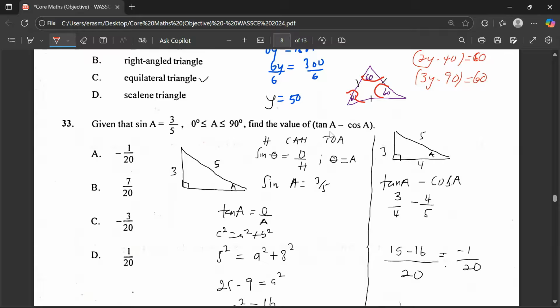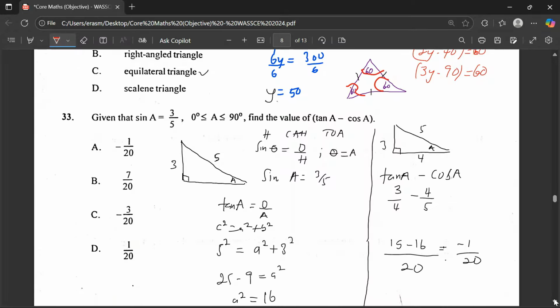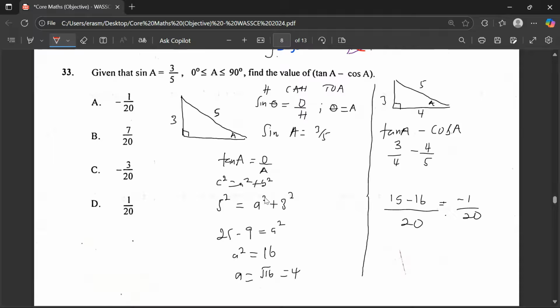Now we are asked to find tan A minus cos A. Tan is opposite over adjacent, but we don't have the adjacent. But then we can make use of Pythagoras theorem. C squared equals A squared plus B squared. So the hypotenuse, which is 5, when we square it, equals A squared plus 3 squared. Then 25 minus 9 equals A squared, making A the subject. We have A squared equals 16, and then A equals root of 16, and this equals 4. So we have this side to be 4.